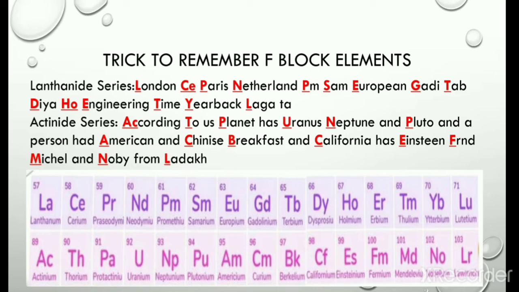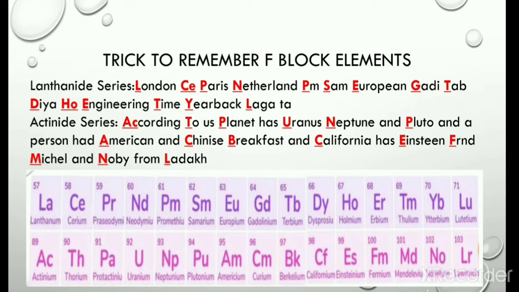Here from London, L stands for lanthanum, and from Say, C stands for cerium, and from Paris, P stands for praseodymium, and from Netherlands, N stands for neodymium, and from PM, P stands for promethium, and from SAM, S stands for samarium, and from European, E stands for europium, and from Gadi, G stands for gadolinium, and from Tab, T stands for terbium, and from Dia, D stands for dysprosium, and from Ho, H stands for holmium, and from Engineering, E stands for erbium, and from Time, T stands for thulium, and from Yearback, Y stands for ytterbium, and from Laga, L stands for lutetium.